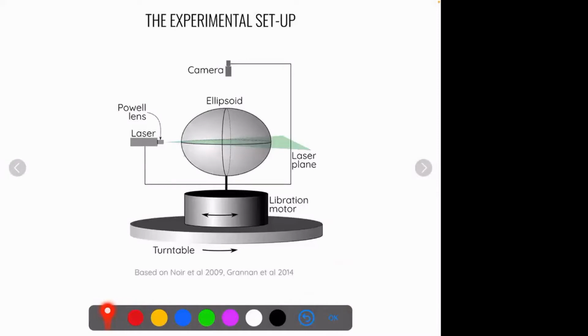Okay, so here's the experimental setup. So we have our planetary core here, which is an ellipsoid filled with water. It has an ellipsoidal shape to mimic the tidal distortion. It's mounted on a turntable that drives the constant rotation rate, and on a secondary motor that drives harmonic oscillations of the rotation rate. And we track the flow through PIV.